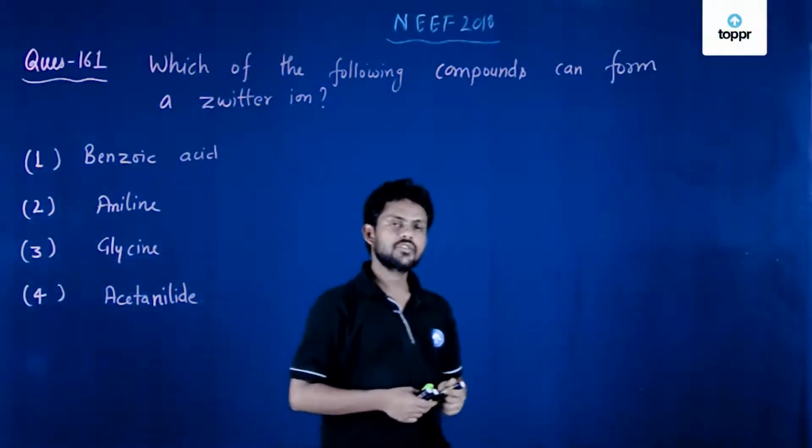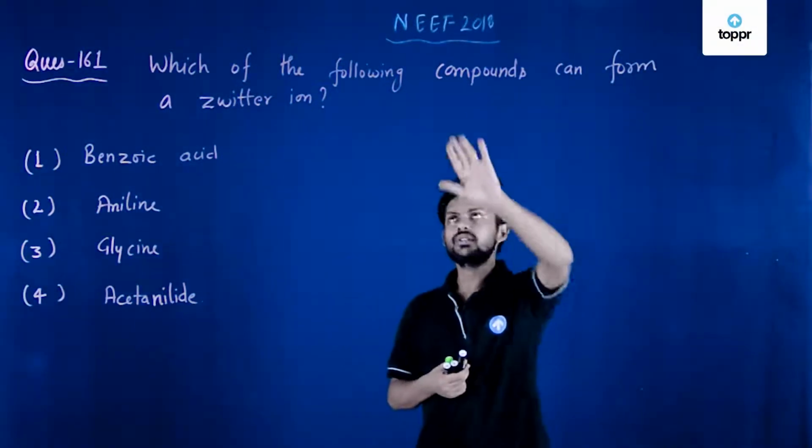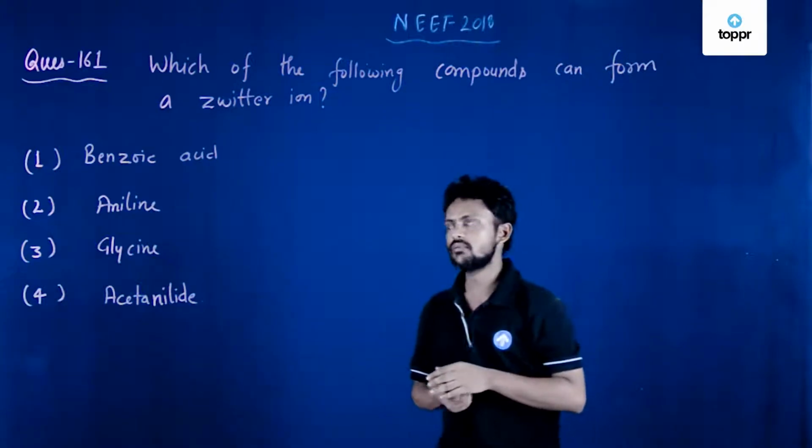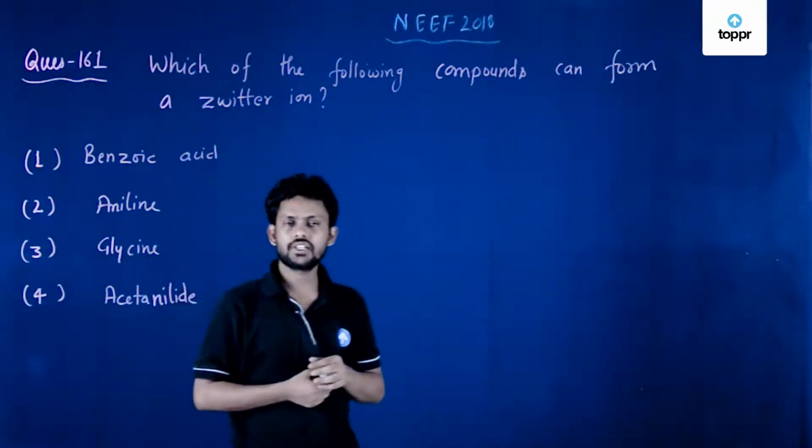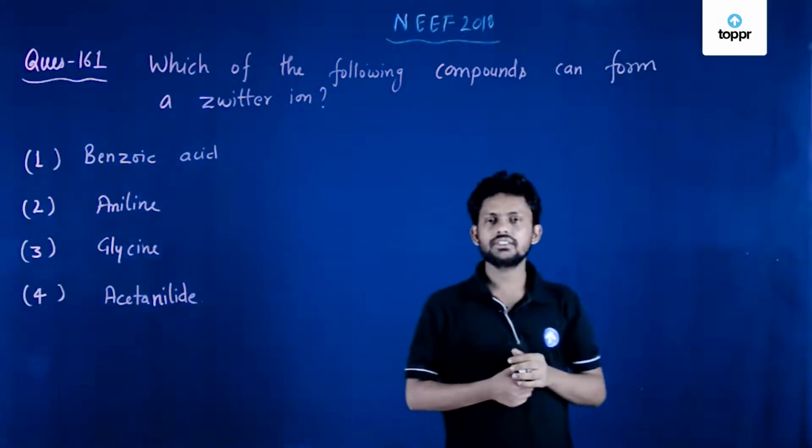So this is another question from the NEET 2018 examination, question number 161, and the question is very simple. What has been asked is: which of the following compounds forms a zwitterion? So I believe you understand what a zwitterion is.